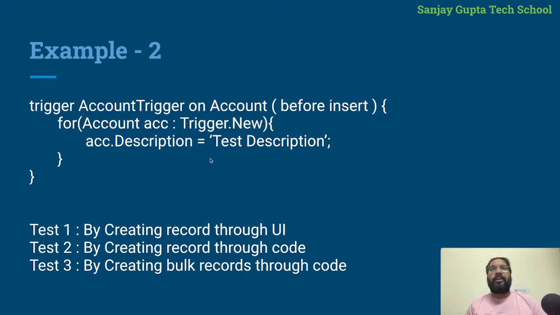Okay, so first we need to understand the requirement, what we are doing here. We are just assigning a test description in the description field. Whenever any account record is created, this test description will be assigned into the description field automatically.